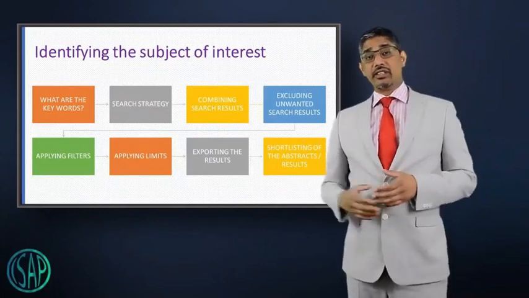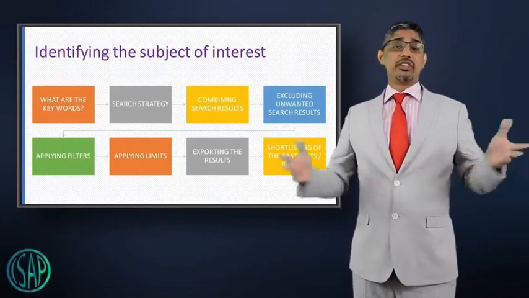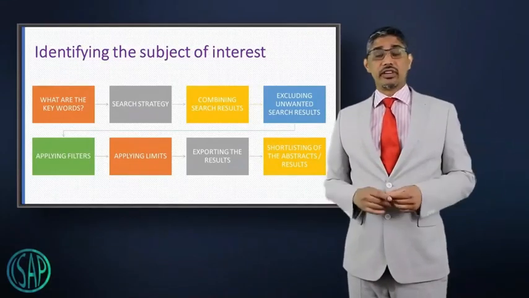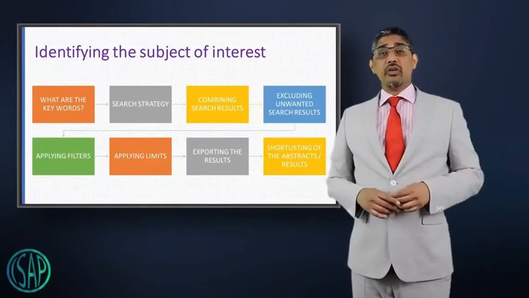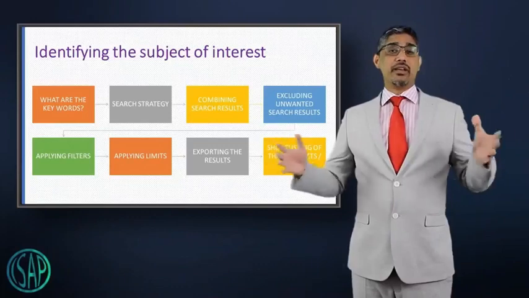So the limit is you're limiting for a time period or certain type of articles, or maybe certain type of studies like randomized controlled trials or prospective studies or retrospective studies. Whereas with a filter, you're separating clearly human studies from animal studies in a big search.